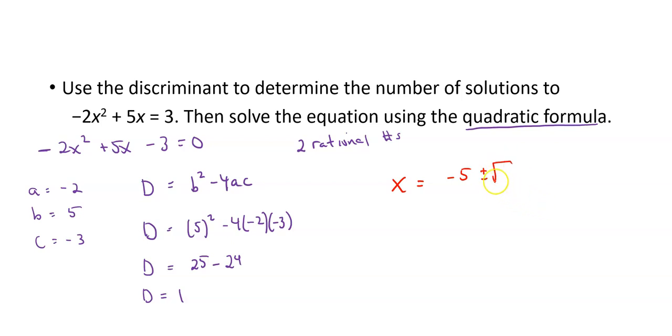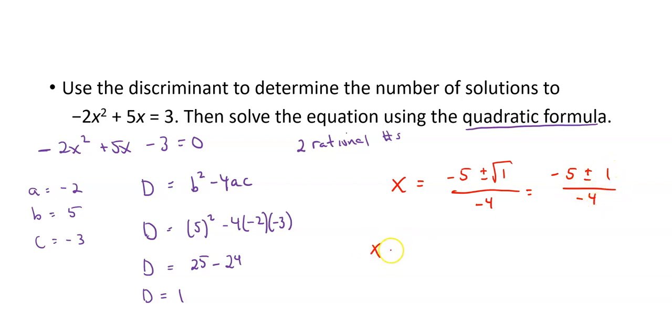We already figured out that b squared minus 4ac was 1. So that discriminant part is half the solution of the equation. And then over 2a. So 2 times negative 2, negative 4. So yes, I know the square root of 1 is 1. I just put that there to make a point. So I get negative 5 plus minus 1 over negative 4.